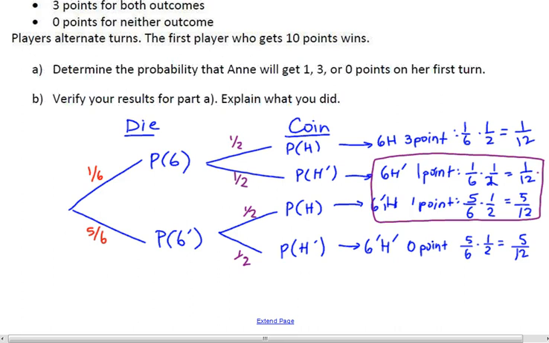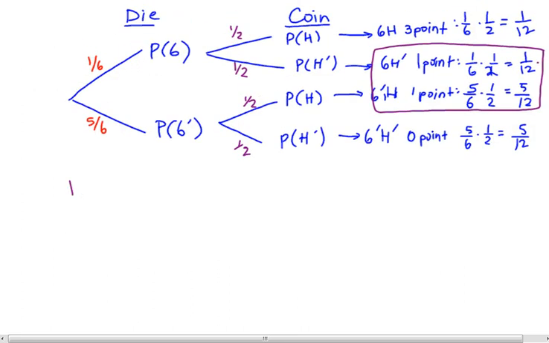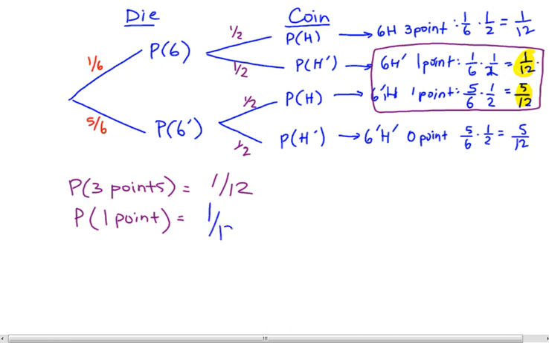Okay, so what's the probability of getting 3 points? 1 out of 12. Good. What's the probability of getting 1 point? 1 out of 2. How do we get that? Yeah, we're adding. These are two situations where we had 1 point, so we add them together. One or the other occurs. So 1/12 plus 5/12 plus 5/12 equals 6/12, or a half.